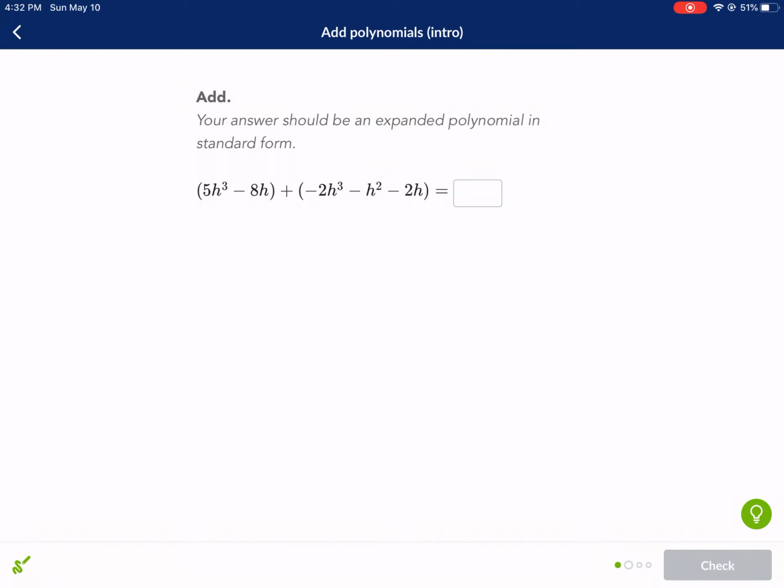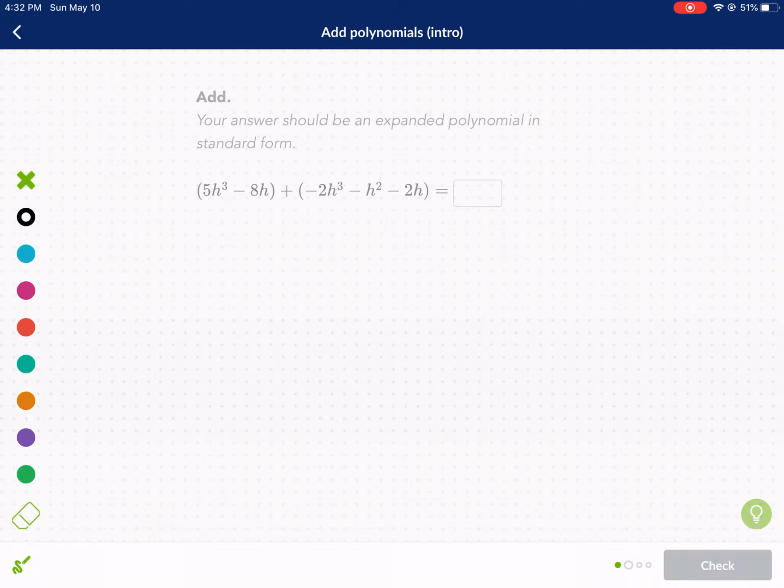Today we're going to do a Khan Academy tutorial on adding polynomials. This is the intro. Let's go ahead and get started. So here we have 5h cubed minus 8h plus negative 2h cubed minus h squared minus 2h. A lot of mumbo jumbo for just combining like terms.